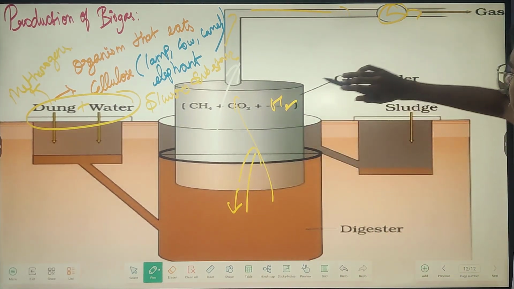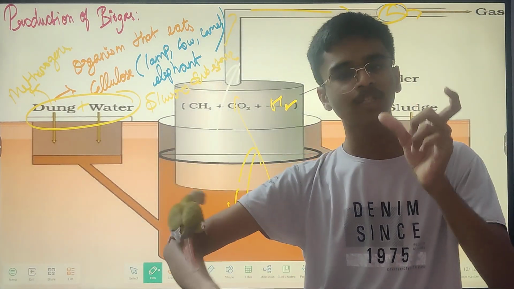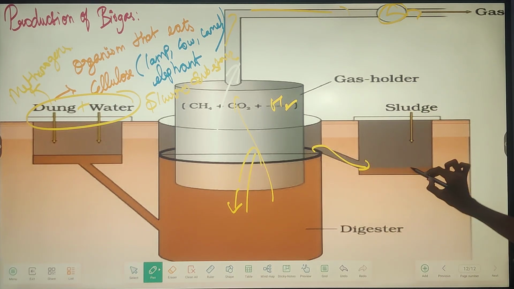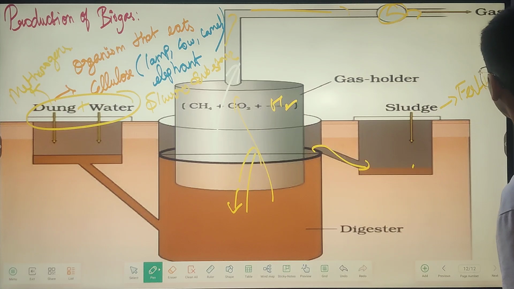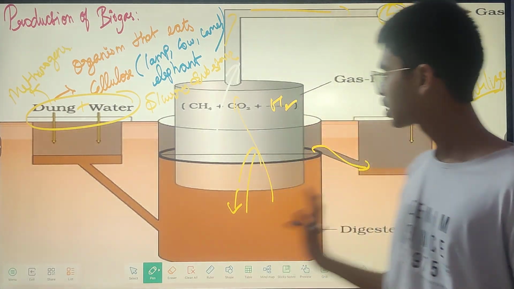Then this gas will be collected. Once all this cow dung has reached a particular level, you can take it out as sludge, which is used as fertilizer. Like fertilizer, you can use all this substance.